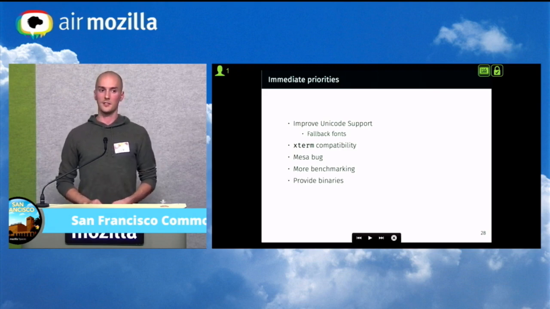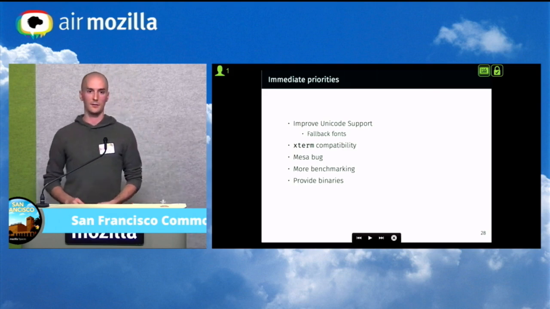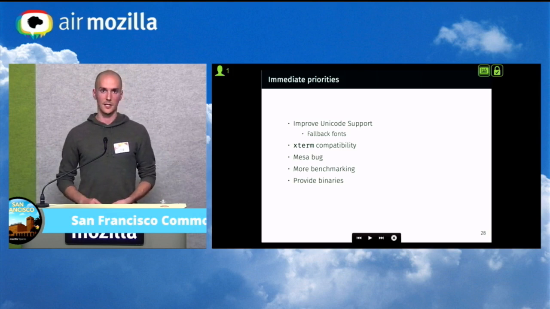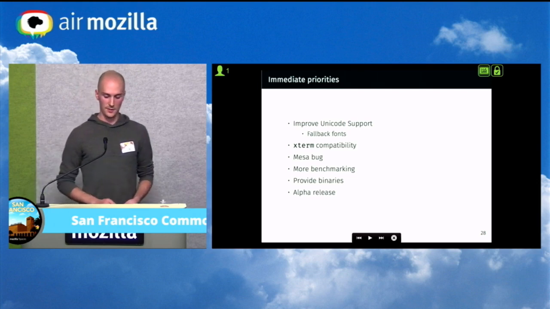So a lot of people haven't installed this yet because building from source is kind of a pain if you don't have a Rust compiler. So we want to start providing binaries so anyone can get going with this quickly. And then after all this stuff is in better shape, we're going to be looking at an alpha release.